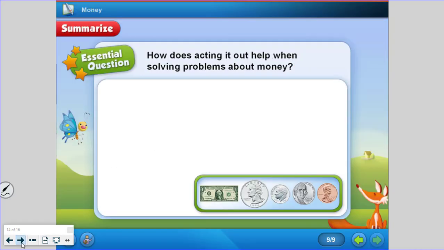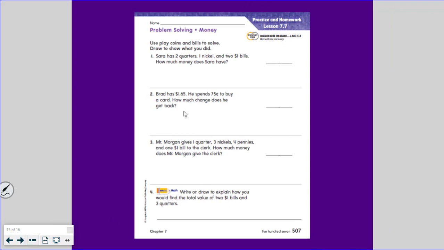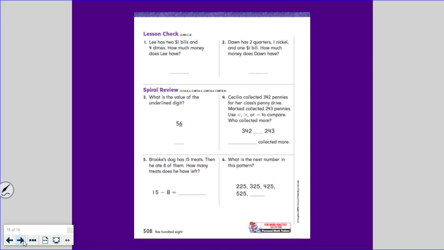All right, let's see. You need to complete page 507. You've got more acting it out problems. Make sure to draw the pictures of the coins down in the blanks and then write your totals on the line. Same thing with this one. I would draw a picture, flip it over, and then do the back side. All right. Good luck.